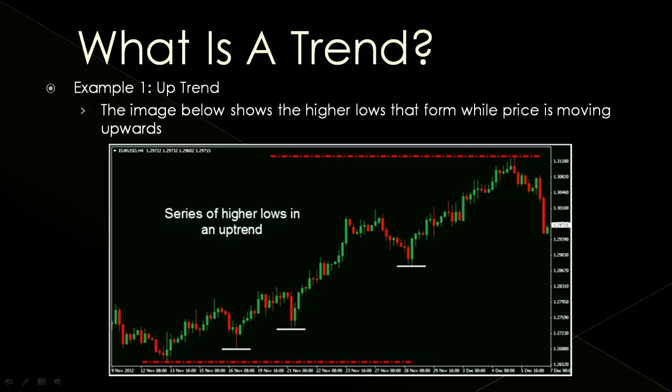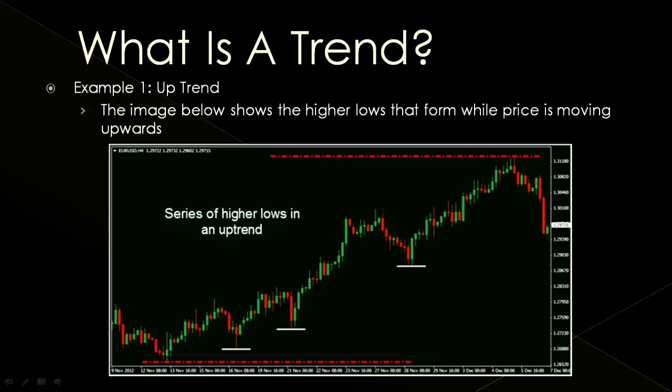This is the same chart, but this time we're looking at the lows. In an uptrend, you'll notice that the lows seem to get consecutively higher. As you can see, every time a low has been formed, it is higher than the previous low. This tells us that the market is in an uptrend. This would be a great time to look for buy trades.